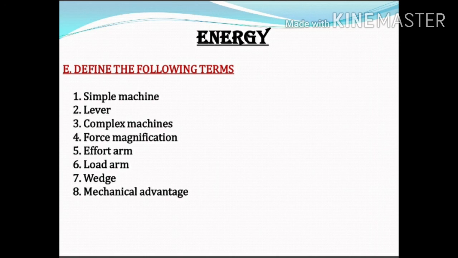Effort arm. The part of the rod between the effort and the fulcrum is called effort arm. Load arm. The part of the rod between the load and the fulcrum is called load arm. Wedge. Wedge is a piece of metal which is narrow and sharp at one end while it is broad and thick at the other end.